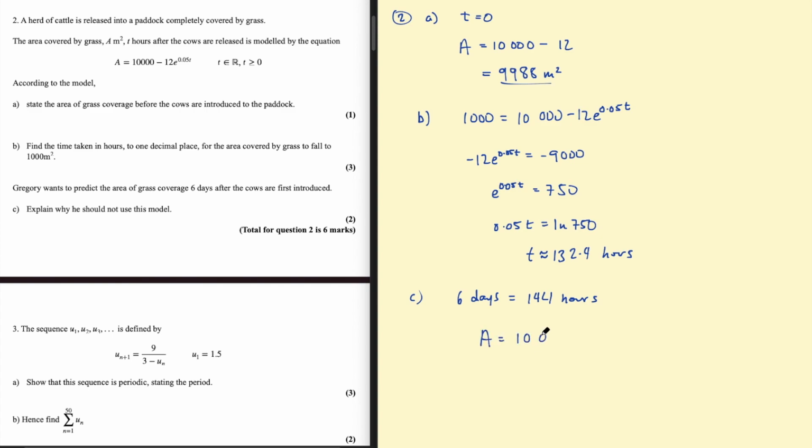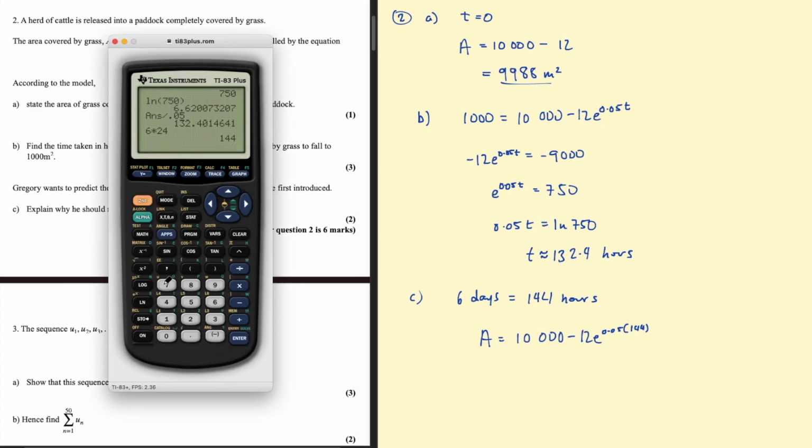So we're going to have 10,000 take 12e to the 0.05 times 144, and then we just need to calculate that. So 10,000 take 12 times e, find the e on your calculator wherever that is, 0.05 times 144, and usually it's good practice to put brackets around the exponent just to make sure that the calculator knows all of that is in the exponent. And we get a negative area. So let's write that down, negative 6,073 point whatever.